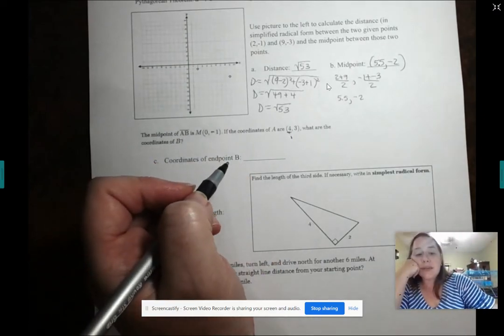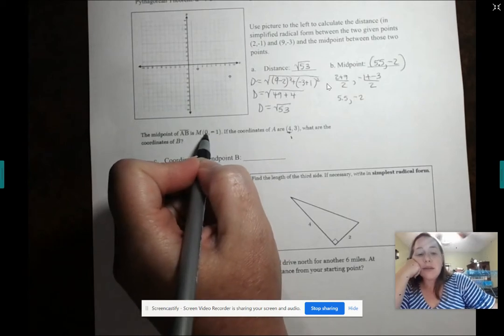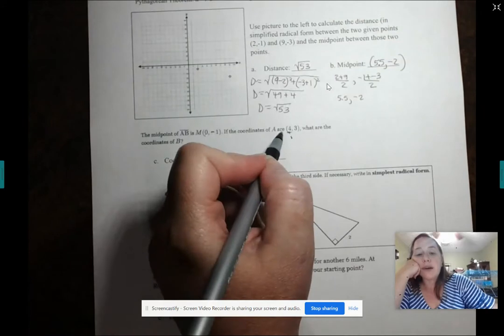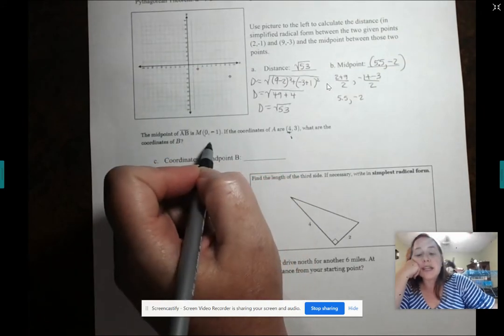You also could just think about it in your head, like, okay, the midpoint is 0. One side of it is 4, which is 4 away from 0. The other side of it is 4 less.